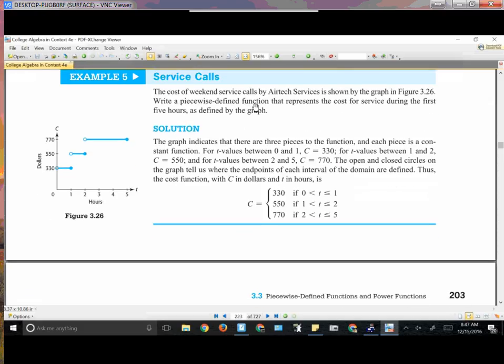Service calls. Okay. What's happening? Cost of a weekend service call by AirTech Services is shown in the chart. Write a piecewise defined function that represents the cost for service during the first 5 hours. Okay, well, how much is it going to cost you for 1 hour of service? By the chart, it'll cost you how much? For those of you actually looking at this, that's $330.